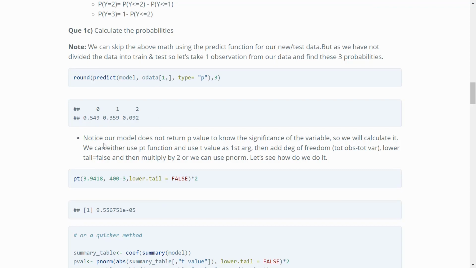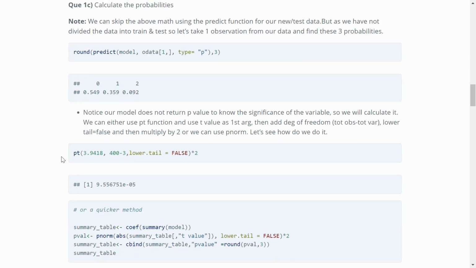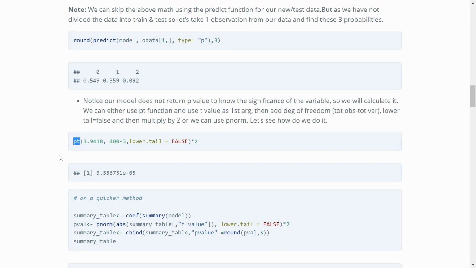Now if you have noticed above, our model does not return the p-value to know the significance of the variables. So we will calculate it manually. So let's see how we do it. Now the pt function is similar to the pnorm function, but it is for the t distribution and uses the degrees of freedom to calculate the probability. So the first argument is the t value. We can calculate for any variable. Here we are calculating for the paired variable. Then add the degrees of freedom, which is total observations minus total variables, and mention lower tail is equal to false. And then we are multiplying it by 2 as it's a two-tailed test.